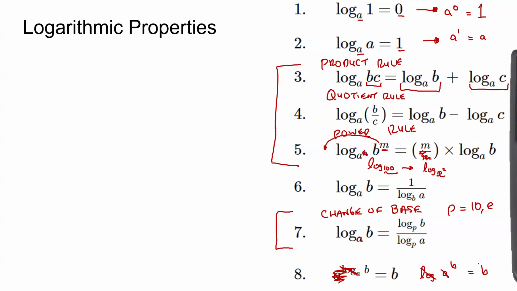So those are kind of handy there, but it's mostly 3, 4, and 5, and then 7 if we need to do something on our calculator right there. Let me show you what I mean.